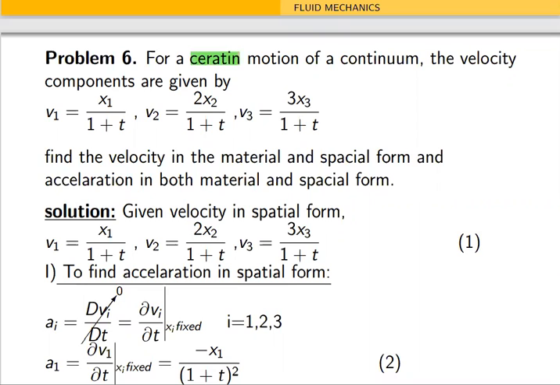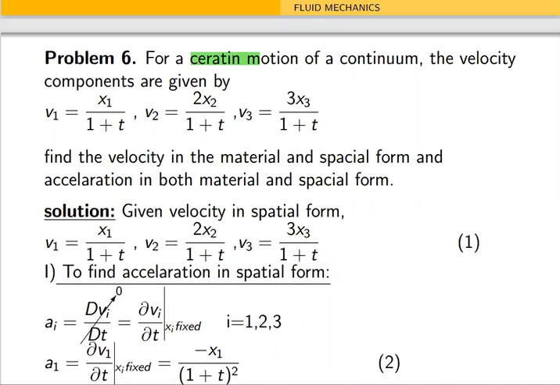So for a certain motion of a continuum, they have given the velocity components V1, V2 and V3. We have xi and t. So they have given vi's in terms of xi and t. That means they have given the velocity in the spatial form. So we have to find the velocity in the material form.